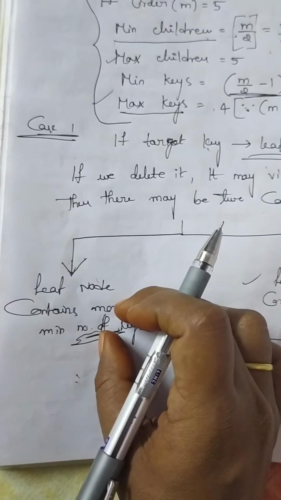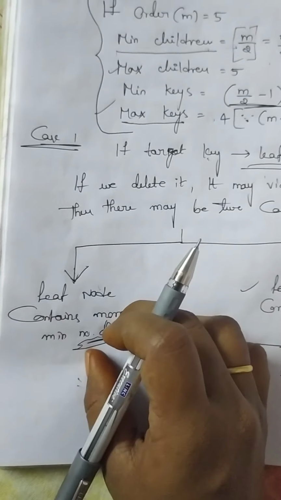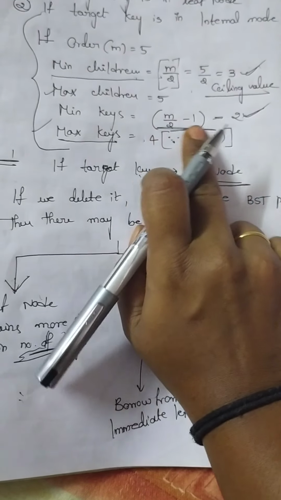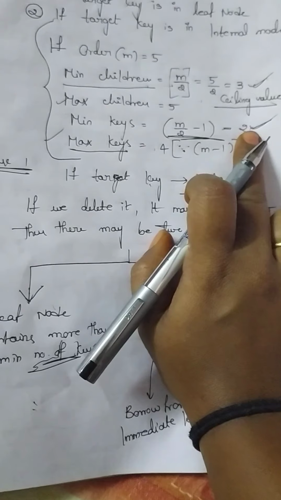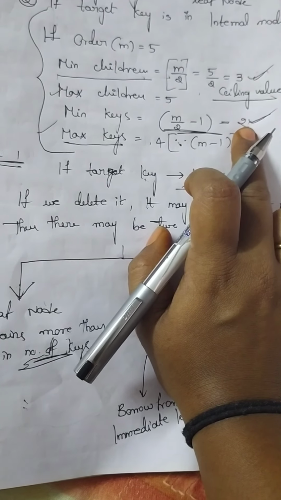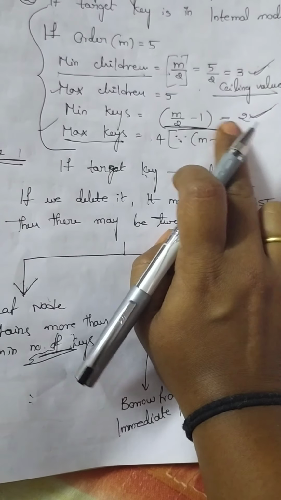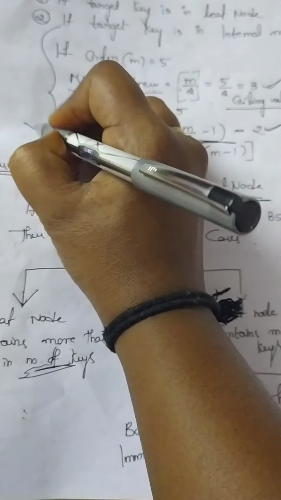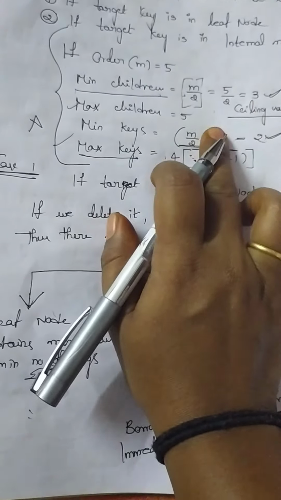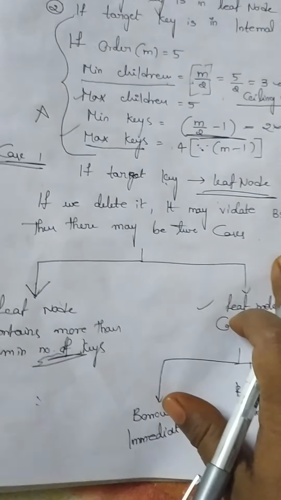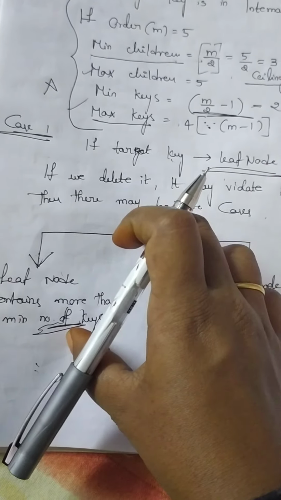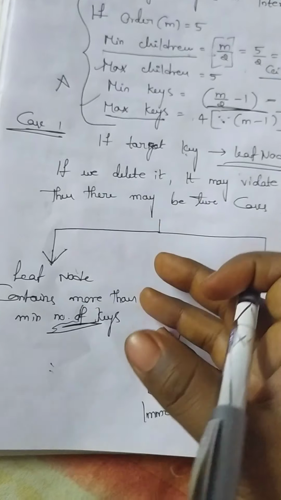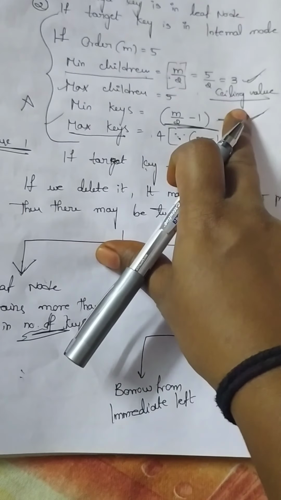But if it has only the minimum number of keys, for example, here the minimum number of keys should be 2, and we delete 1 from it, then it has only 1. It violates the property of the B-tree. So this is not allowed. So we have to check this property, and see what we have to do if only one key is present.